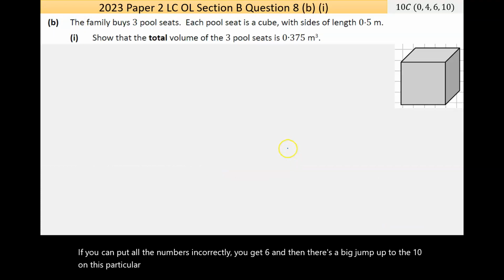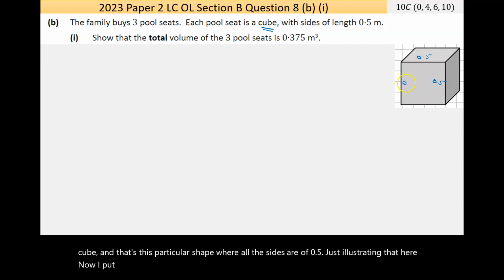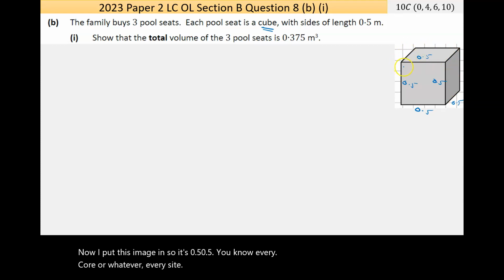Now 8b part 1 says the family buys 3 pool seats. Each pool seat is a cube. Now that's this particular shape where all the sides are of 0.5. So just illustrating that here. Now I put this image in. So it's 0.5, 0.5. Every corner, whatever, every side has length of 0.5.